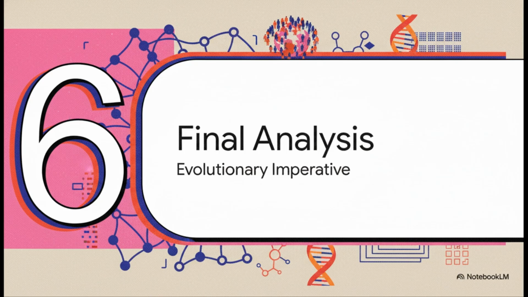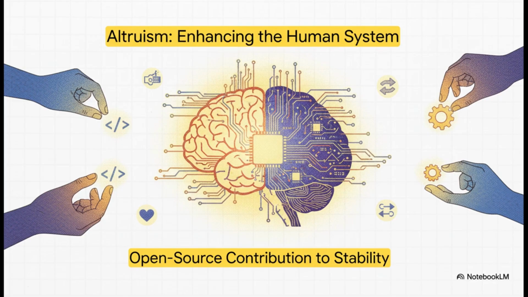All right, let's pull all the way back now for our final analysis. We're zooming out to the macro level to figure out the ultimate purpose of this altruism protocol. What is its evolutionary imperative? I mean, why does this code even exist in the first place? And here it is, the key takeaway. Altruism isn't just some nice-to-have kindness feature. It functions more like a vital, open-source contribution to the stability and functionality of the entire human operating system.